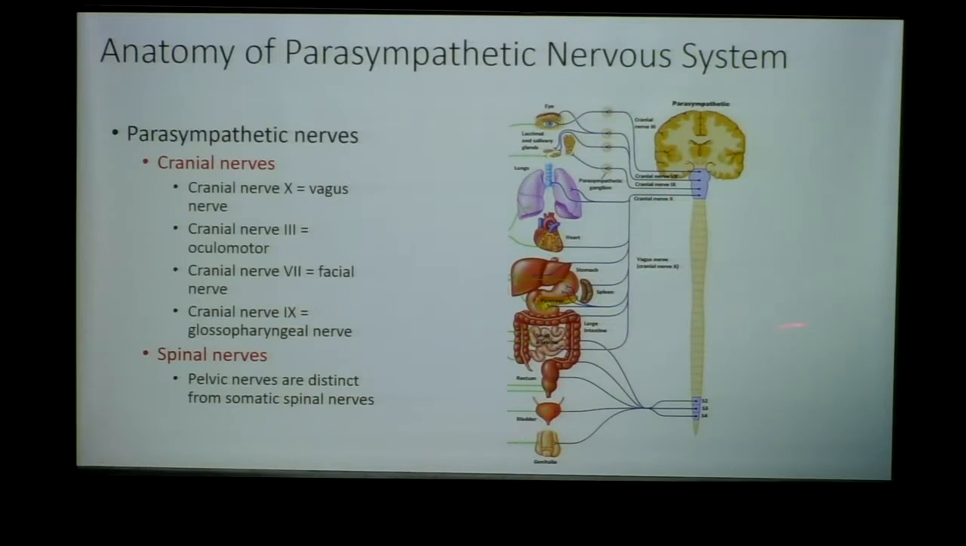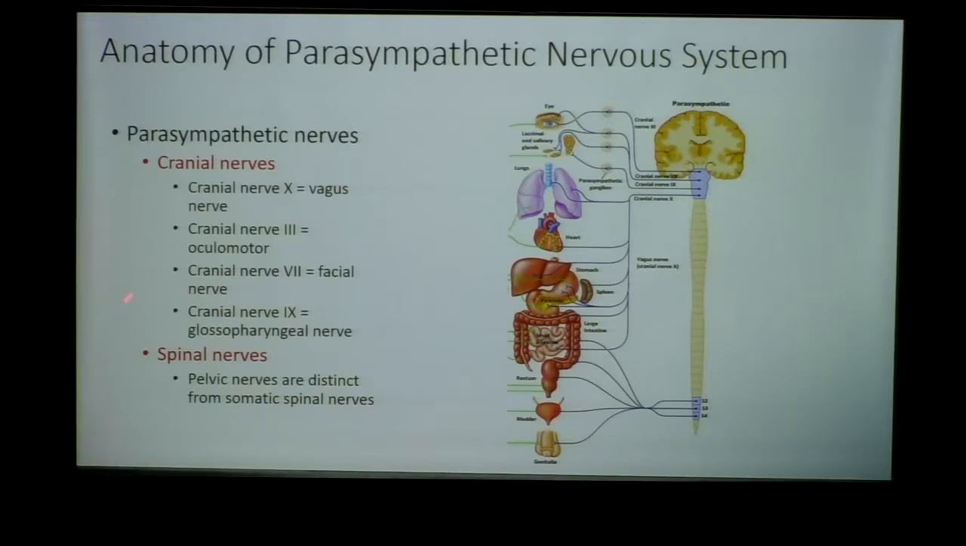Whereas S2, S3, S4 controls the distal part of the colon and rectum, the bladder, and then the genitalia. All right, so most of all of this is done by vagus, very important. Then there's also cranial nerve 3, which is the oculomotor nerve. This controls the eye, right? The eyes and the parasympathetic response in the eyes.